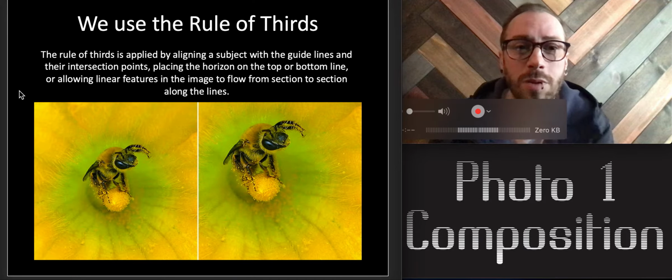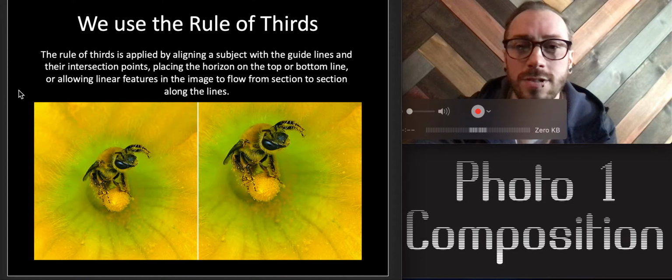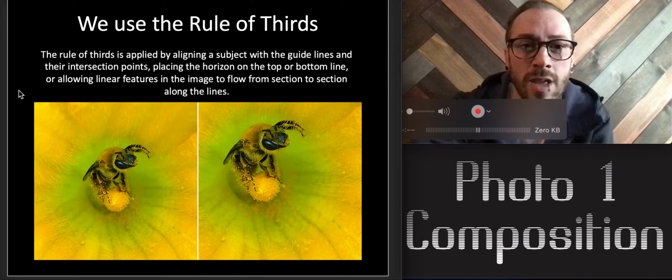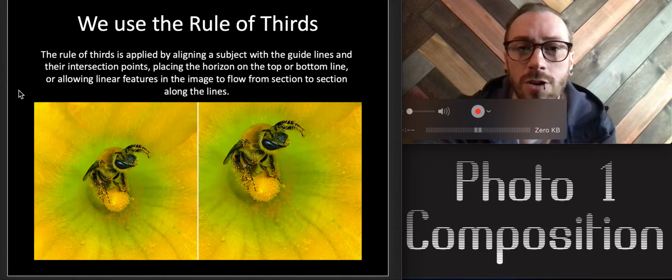The rule of thirds is applied by aligning the subject with guidelines and intersection points. So you've seen that. We've talked about that. You're going to place the horizon on the top or bottom line of the rule of thirds, and then allow linear features or objects in the image to flow from section to section along those lines.